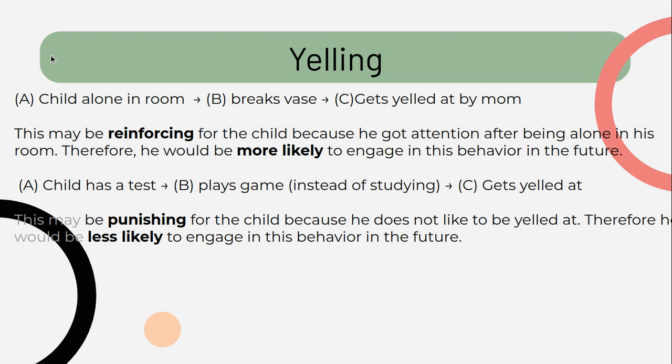So for our first example, let's say we have the antecedent of a child being alone in his room, and then the behavior that he engages in is breaking a vase, and the consequence is that he gets yelled at by mom. So in this example, this might actually be reinforcing for the child because he got attention after being alone in his room all day.